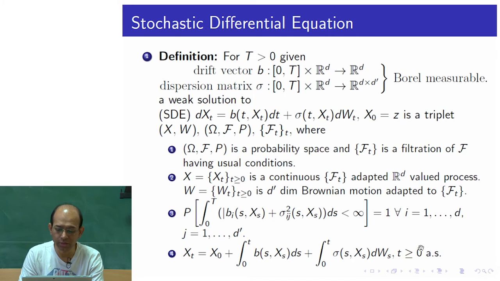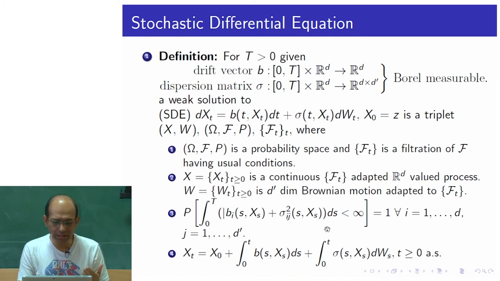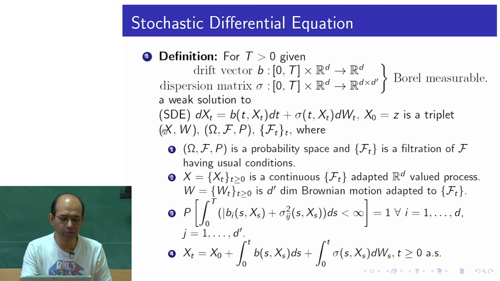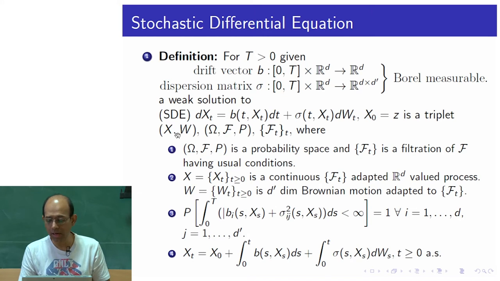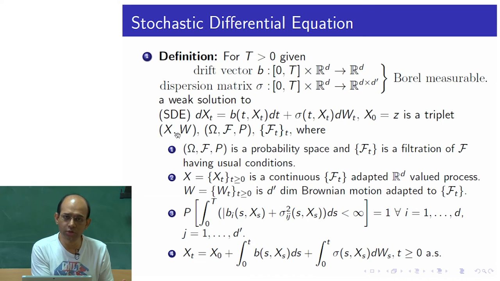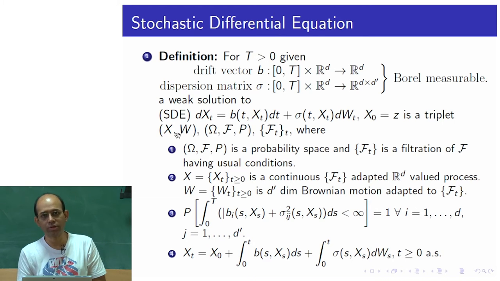So, what does it mean? If this has a weak solution, then when you get the weak solution, this triplet X and W, then by fixing this filtered probability space and this W, X is a strong solution on that. So, remember earlier what did I tell, a strong solution is also a weak solution.